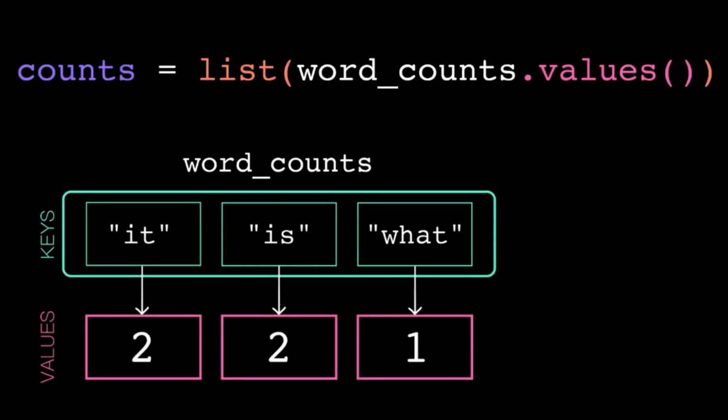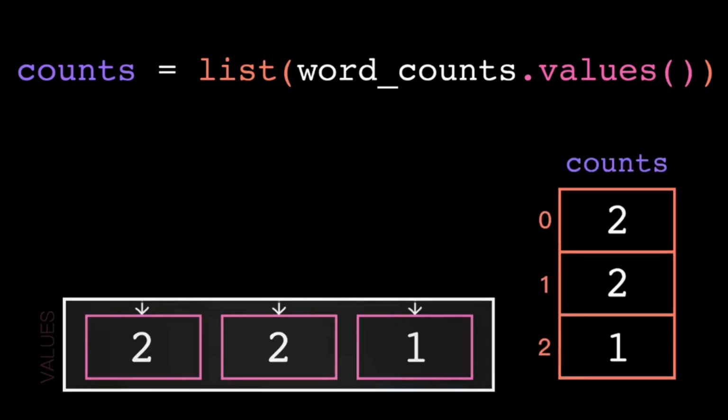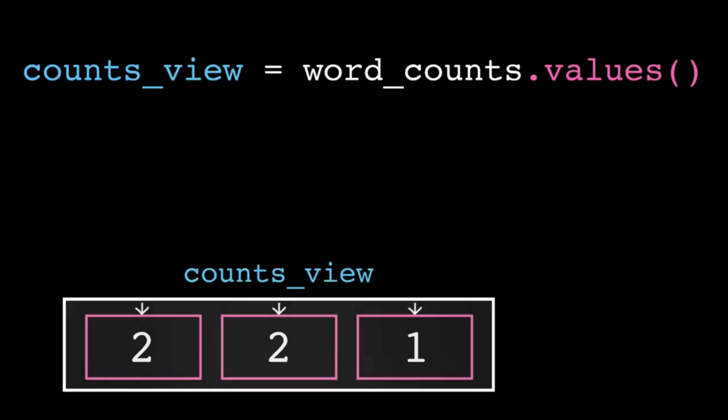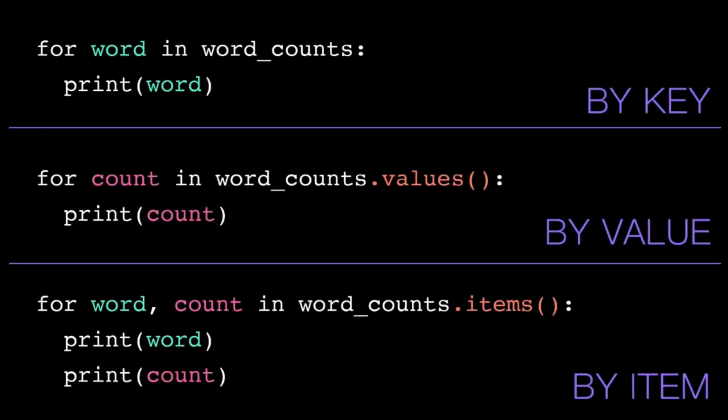We can cast a dictionary view to a list if we need to index into it. But if we're just iterating over it, the cast is not necessary. In fact, it's not optimal. As soon as we cast this dictionary view to a list, the computer copies over all of these values to a new location in memory. Whereas if we just use the dictionary view directly, we're just peeking at the memory where the original dictionary is stored. Implementation aside, the big takeaway is that we can iterate over a dictionary by key, by value, and by item. The choice is just up to what data you need.